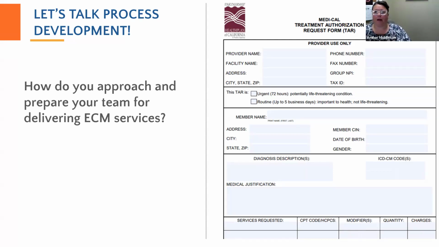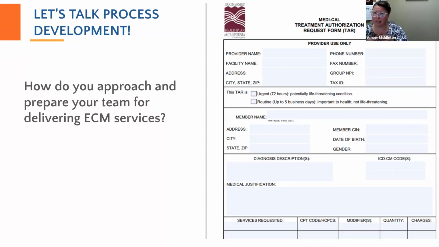So I want to look at this as a workflow or a process development piece. One of the things I've seen in the development of ECM and Community Supports, and please correct me if you feel different, is that those of us that were Whole Person Care counties were able to integrate our Whole Person Care process for working with clients into this pretty easily. But those of us that weren't doing Whole Person Care may have wondered how to deliver this service.